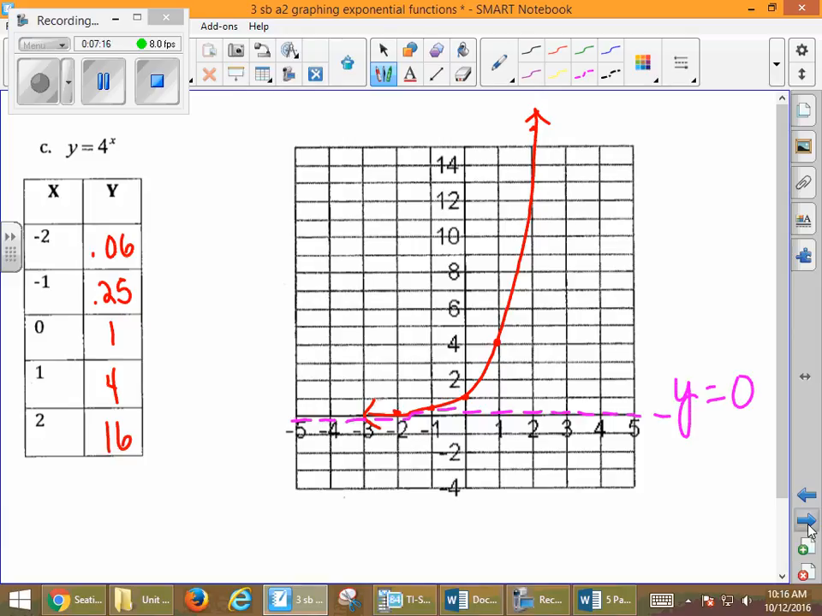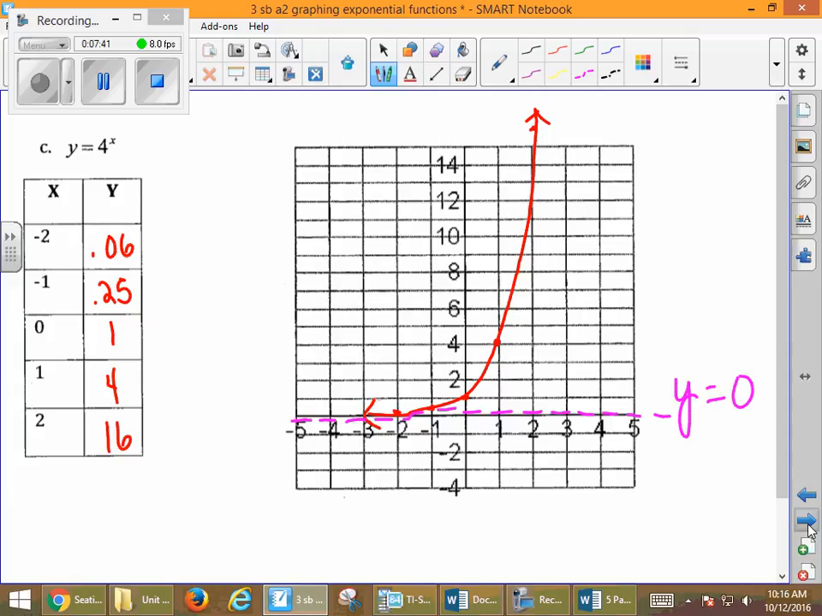Eric? Anything to the 0 is 1. 4 to the 0 is 1. 10 to the 0 is 1. 100 to the 0 is 1. I can show you later, but you've got to have a good working knowledge of the exponent rules. But I definitely can show you.